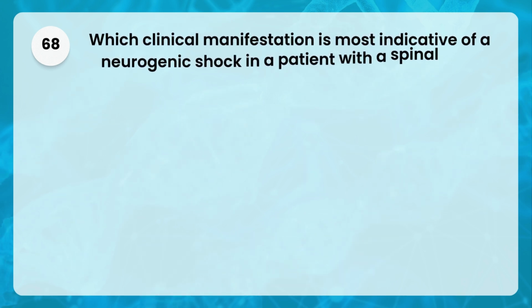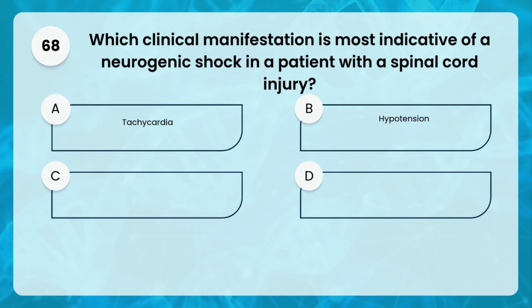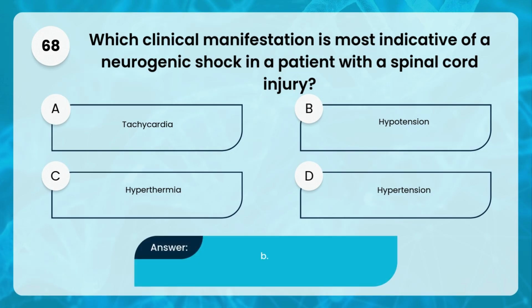68. Which clinical manifestation is most indicative of a neurogenic shock in a patient with a spinal cord injury? A. Tachycardia, B. Hypotension, C. Hyperthermia, or D. Hypertension? The answer is B, hypotension.